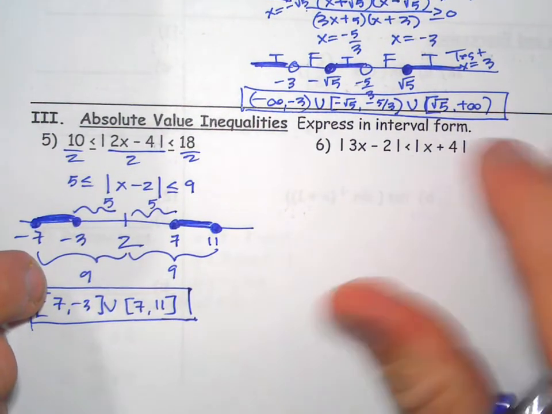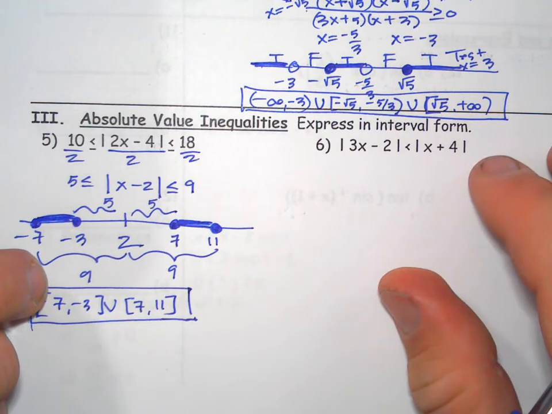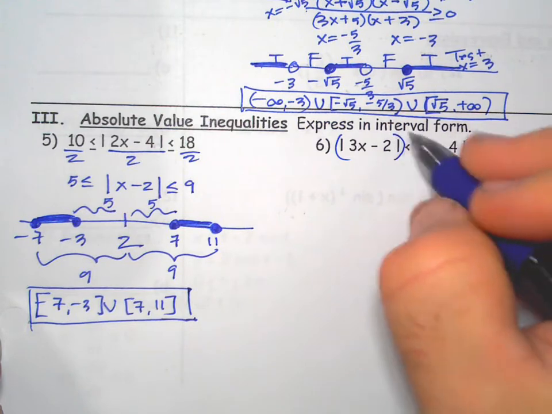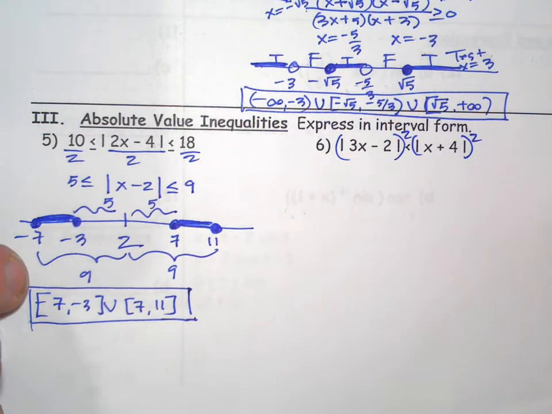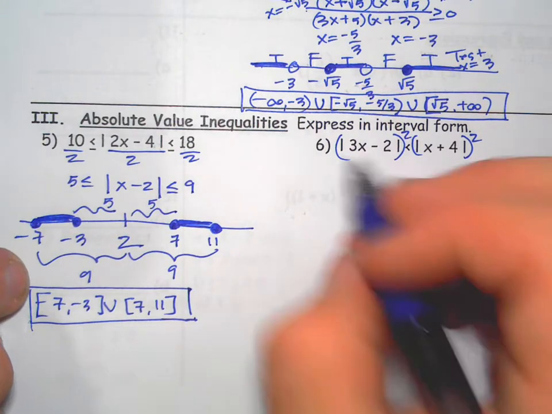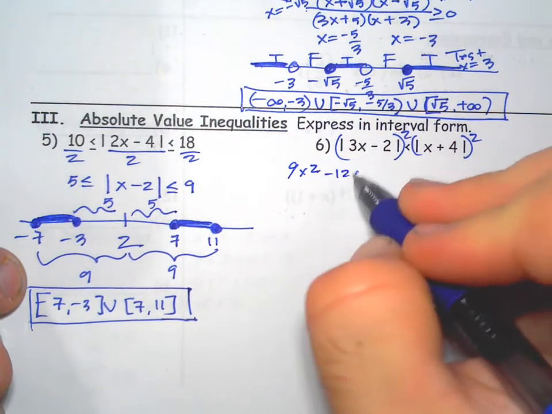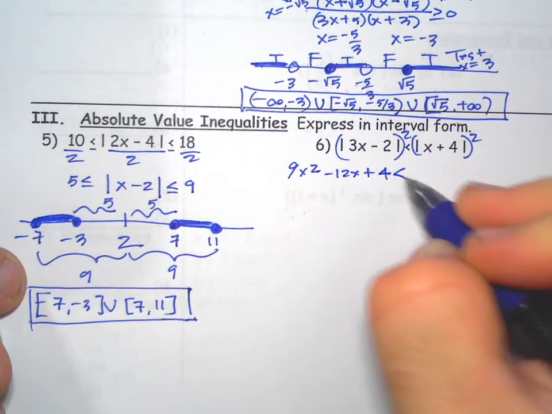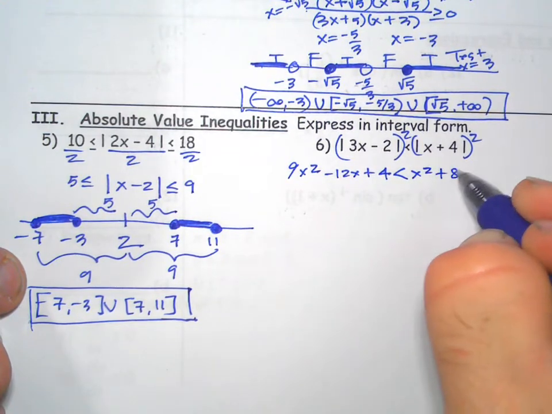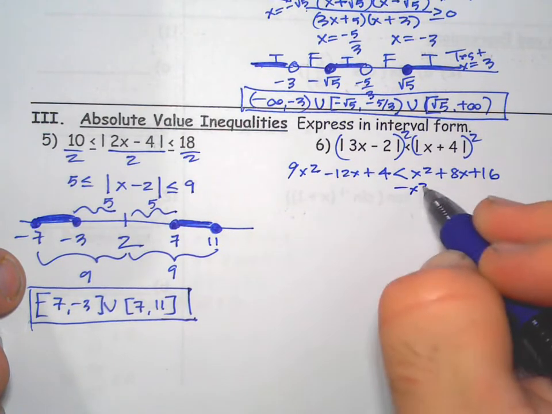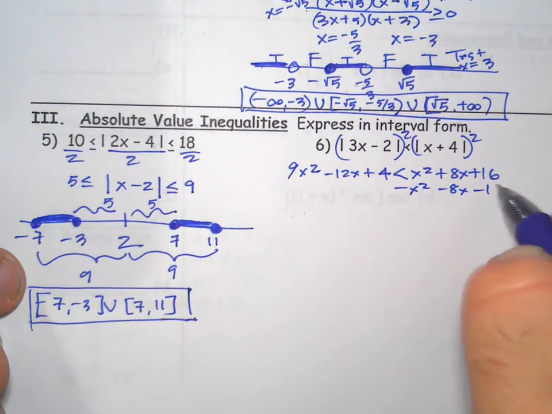this is a mess if you do it the traditional way: 4 different cases with ands and ors all mixed in. So the way that makes it a lot easier is to just square both sides, because that gets rid of the absolute values. But you have to FOIL it. 9x squared minus 12x plus 4, x squared plus 8x plus 16. Move everything to one side. Now it's a polynomial inequality.